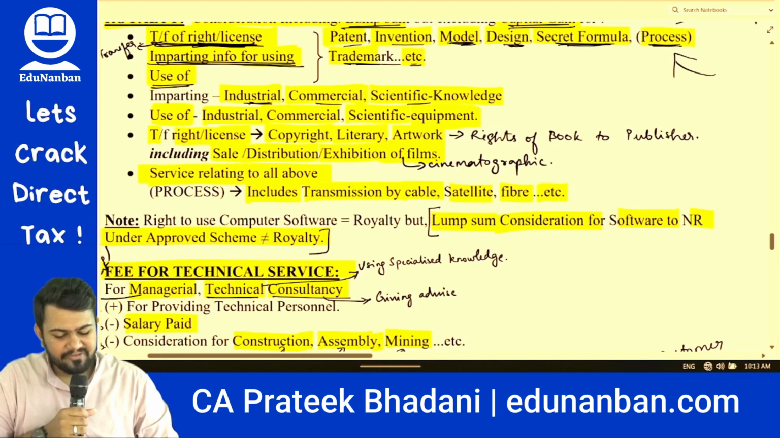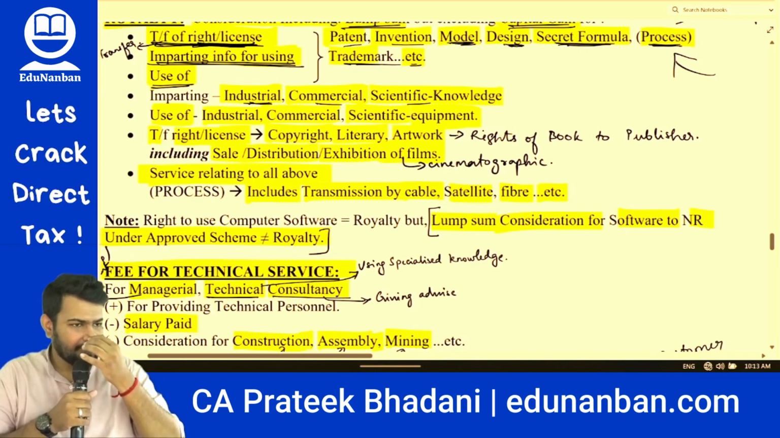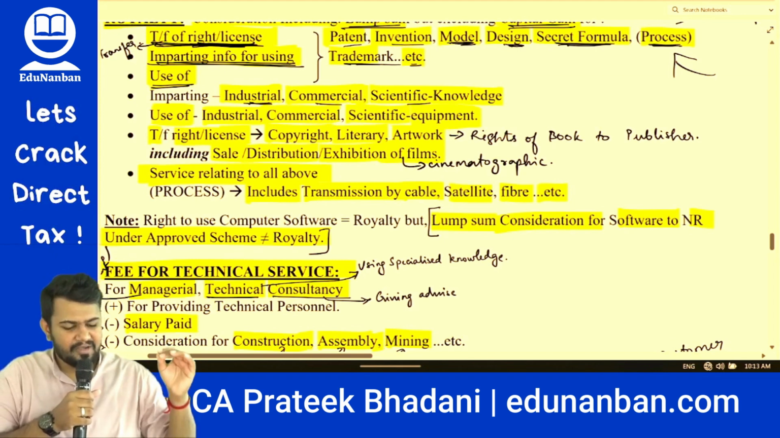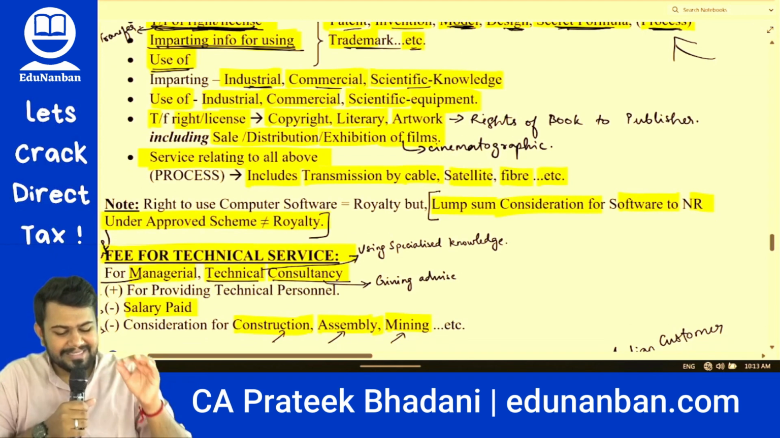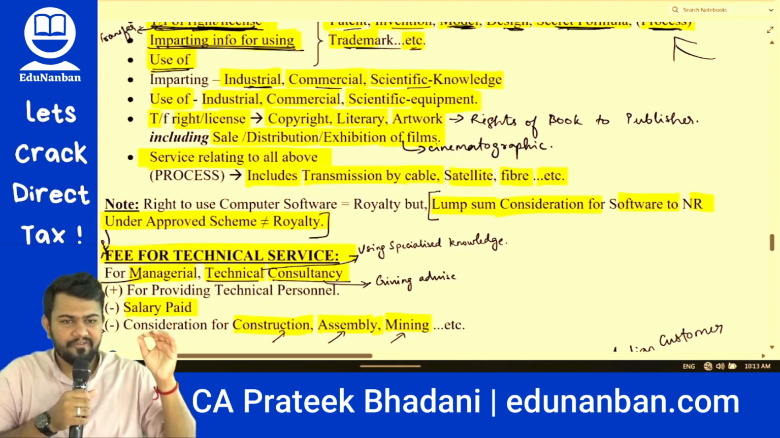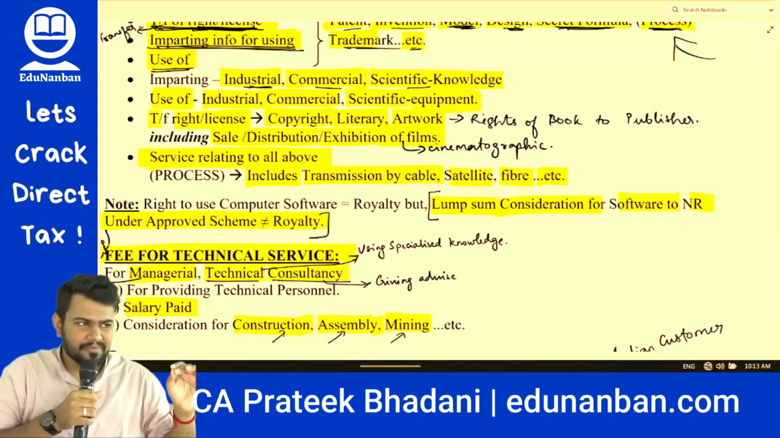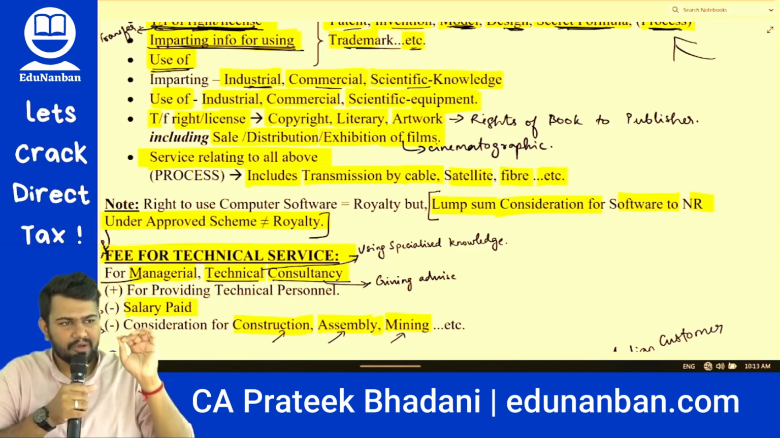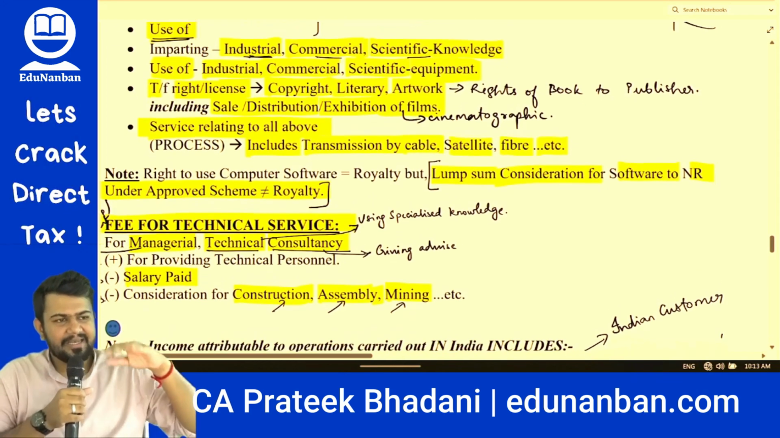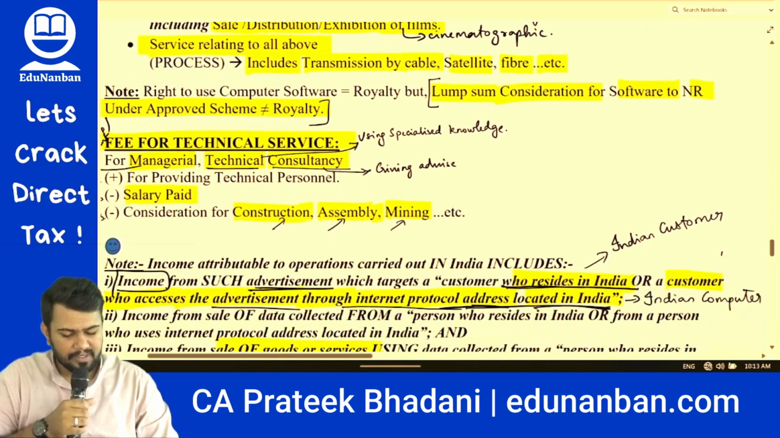Then transfer of right or license relating to copyright work, literary work or artwork, including sale, distribution, exhibition of films. So if you sell films, distribute films, exhibit films, money received will be called what? Royalty. Then services relating to all the above will also be called royalty.